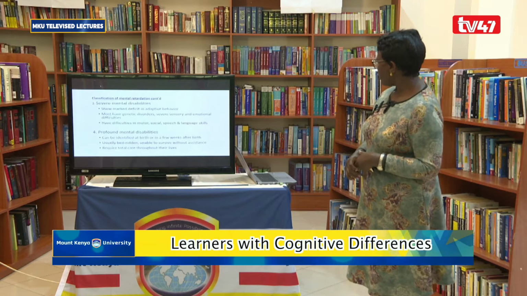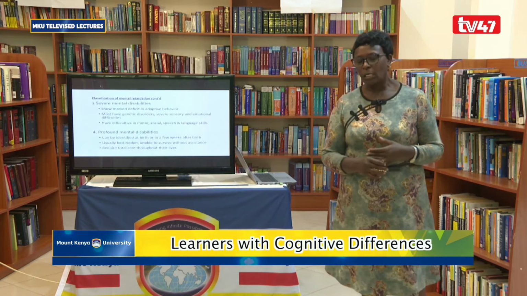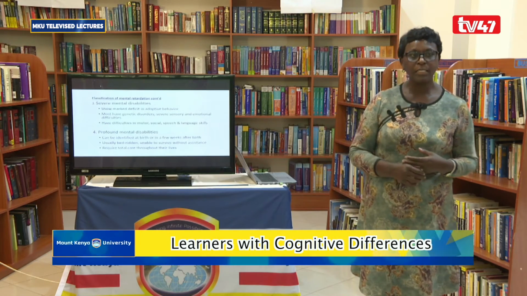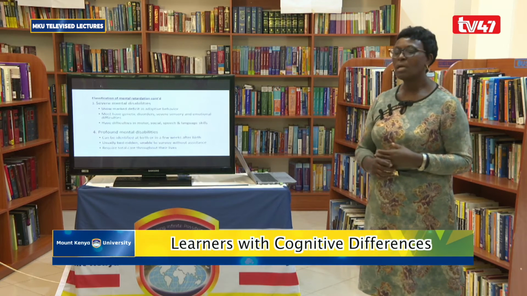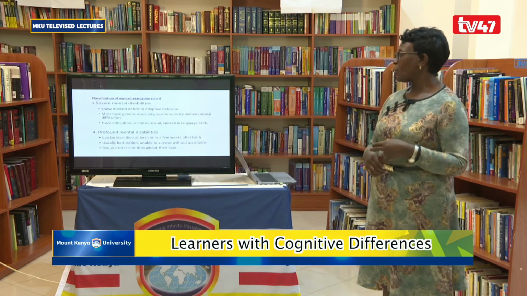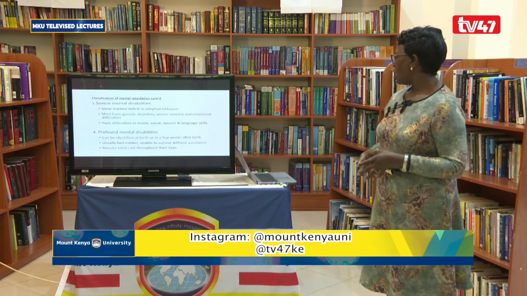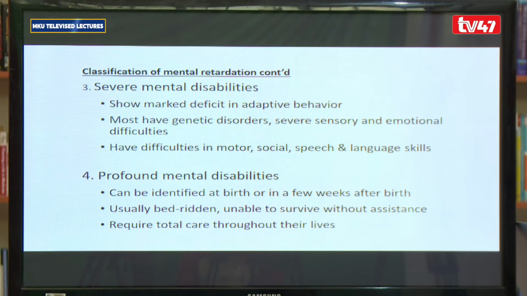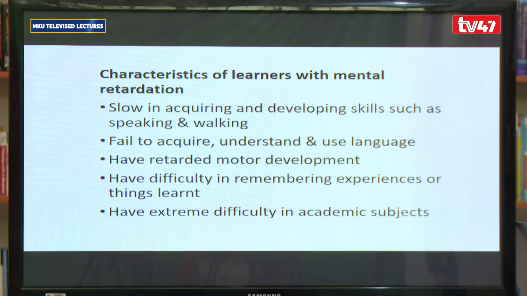And finally, we have profound mental disabilities. These ones are really profound. Mostly they live a life of assistance. They cannot do much on their own. Mostly they are bedridden. They are not even able to walk. They are not able to speak. And therefore they are very dependent on others, and they require total care throughout their lives because their brain is profoundly damaged, and therefore they are not able to do anything for themselves. And of course they will not go to school because they can't even walk, they can't even talk, they can't do anything.